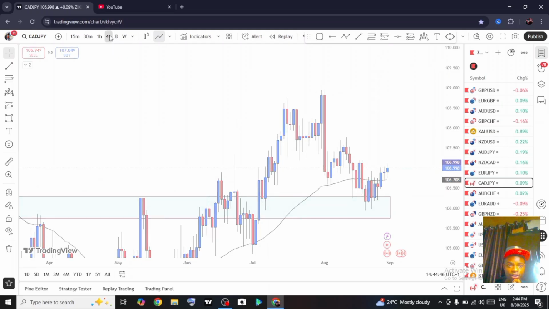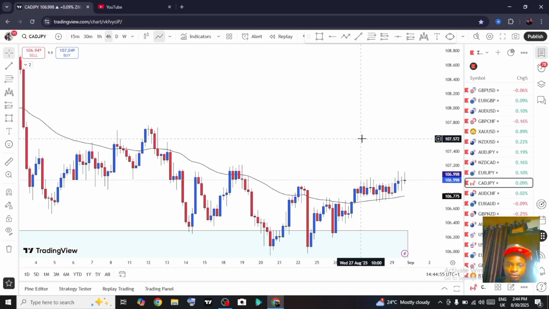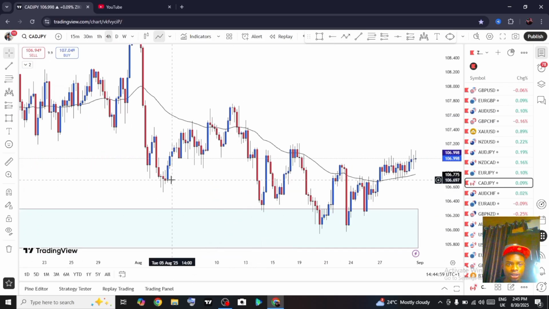Alright, the 4 hour time frame. Let us see what we have there. Alright, so this right here, CADJPY, looks very clean here on the 4 hour time frame. So if you look at this 4 hour price action, price came back to the area of interest, and from the EMA, you can see that price is shifting bullish right now.